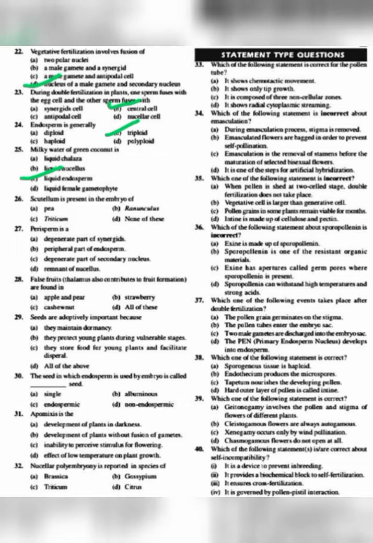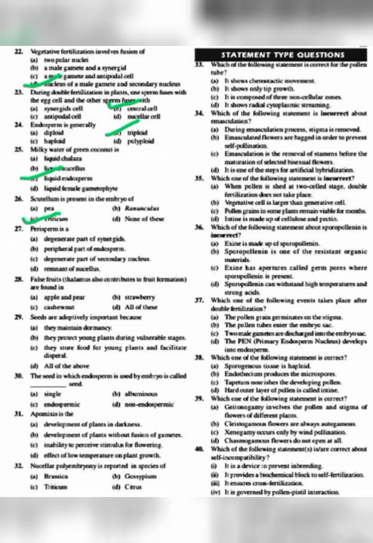26. Scutellum is present in the embryo of A. Oryza, B. Ranunculus, C. Triticum, D. None of these. So 26, in a mature embryo of monocotyledons, the single cotyledon is called scutellum, and it is found in Triticum. So the answer to 26 is C.